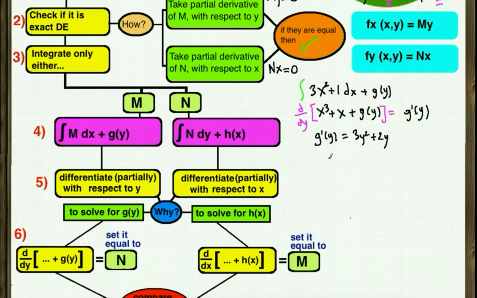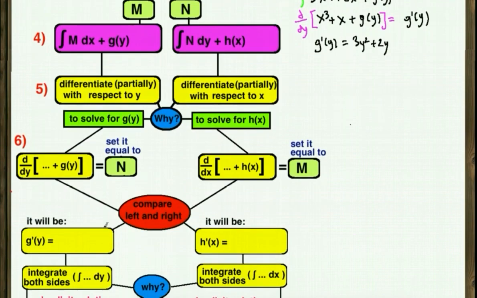And here, g prime of y equals the other half, which is n, and we're going to compare left and right side. Since there is nothing to subtract or add here, that's clear as desired, g prime of y. So this step is automatically done for us.